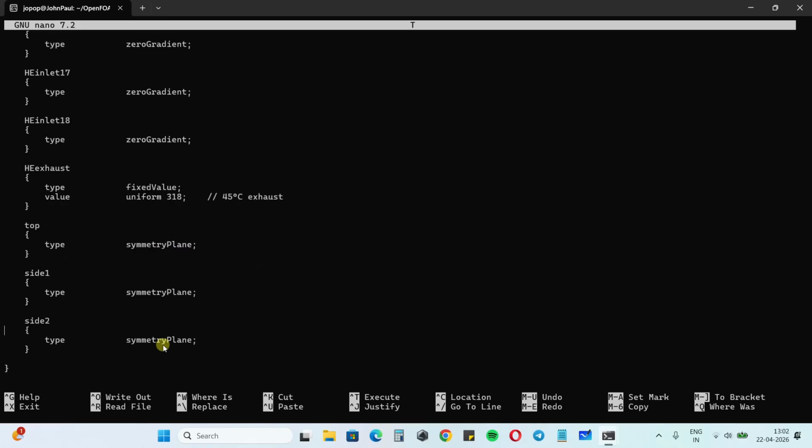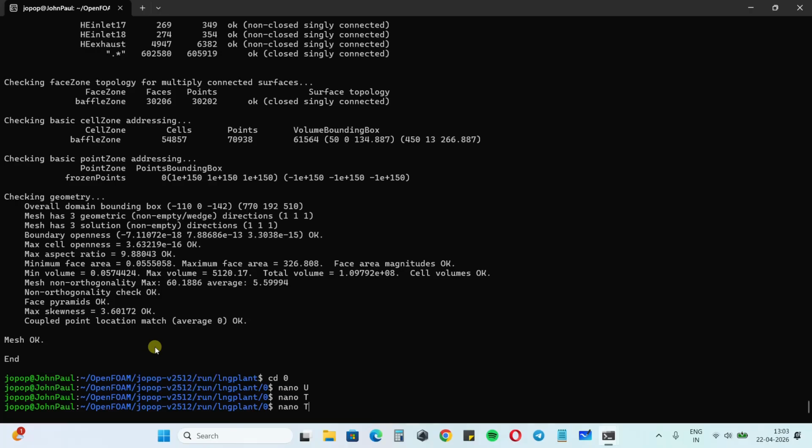Okay, so this is the temperature file. The important thing is that we have to set up the inlet wall function with the surface heat flux so that we get the stable temperature profile. So save it, Control O and Control X. Then we can look at turbulent kinetic energy.